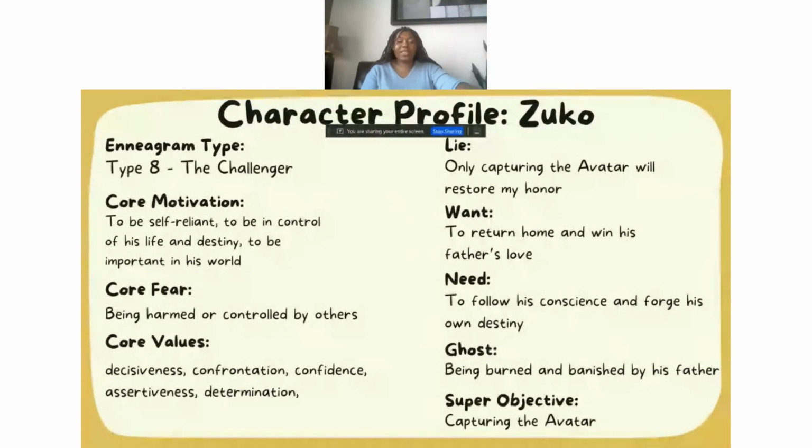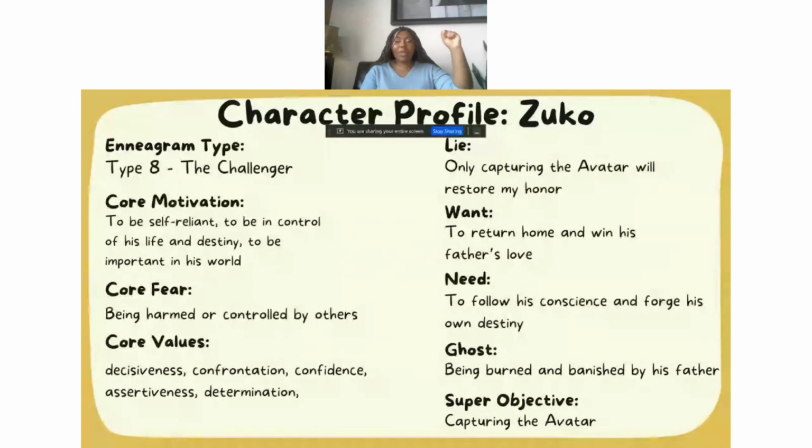This is why he's really mean to his mentor, who's his uncle, who's always there for him and really loves him to death. He treats him like trash for most of the story because he does not like being controlled. He does not like taking orders. He likes doing his own thing. His core values are decisiveness, confrontation, confidence, assertiveness, and determination.